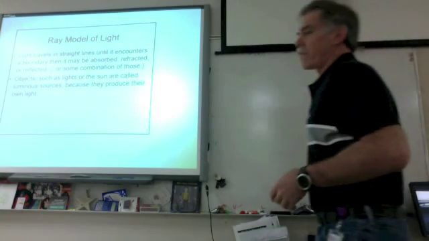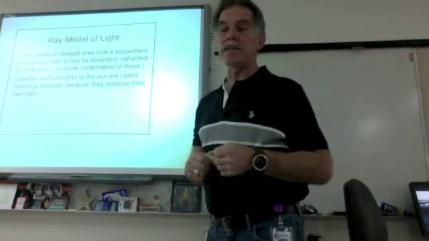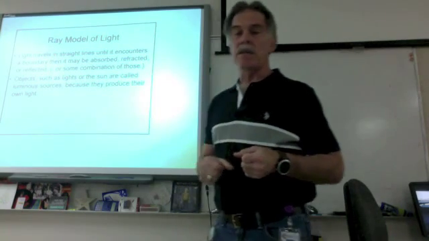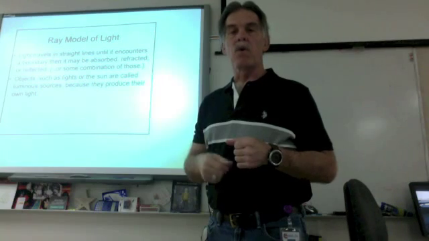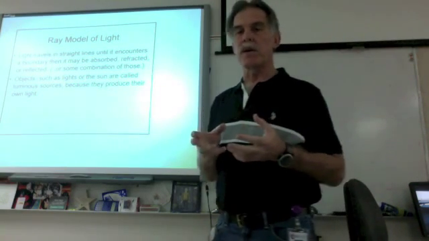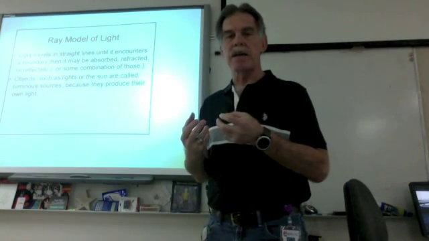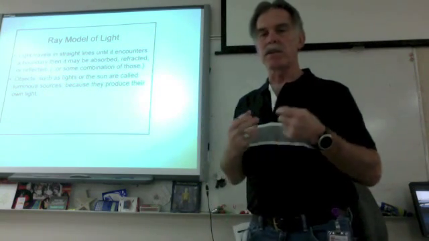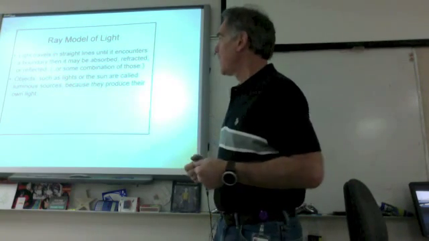So we're going to talk about the ray model of light. Light travels in straight lines until it encounters a boundary. At that point, it can either be absorbed, refracted, or reflected, or some combination of the above. So those are the three choices. Absorbed means that the energy is soaked up by the material and converted to either heat or internal energy.